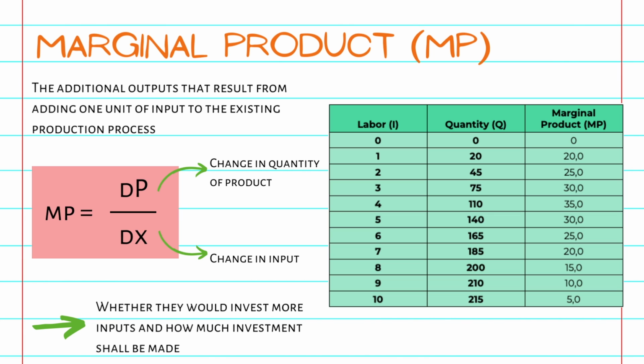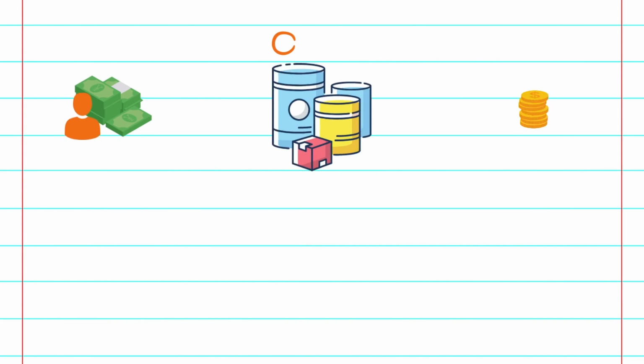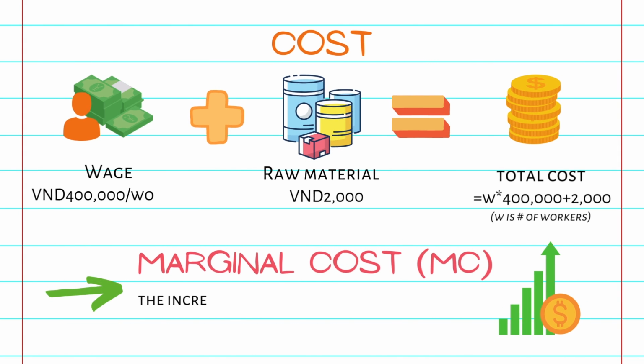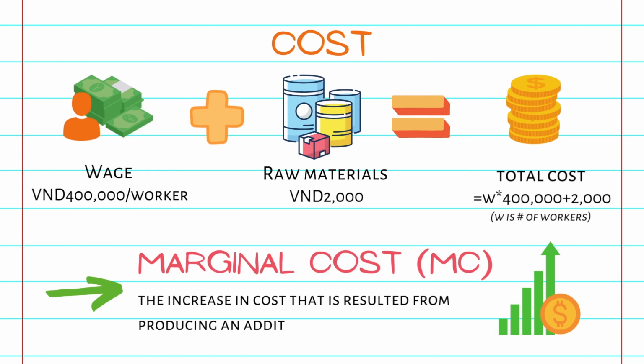So let's assume that the wage rate is about 400,000 dong per person. And given that the business runs by making handicrafts, the fixed cost for raw materials is about 2,000 Vietnam dong. So we have the total cost function as x times 400,000 plus 2,000. So hereby, we try to explore the rate of change of total cost, which is the marginal cost, with respect to the change in input, which is the labor employed.